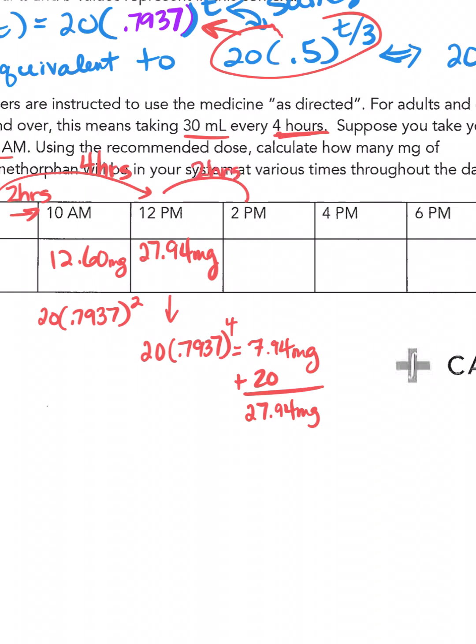So now instead of 20 here, we can't do 20. We have to now change this to 27.94 because that's our new baseline now, isn't it? 27.94 times 0.7937 to the second power.